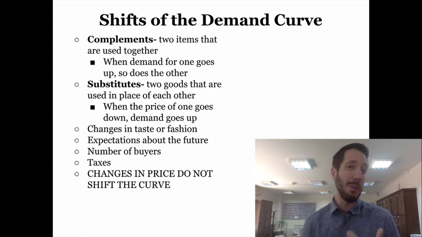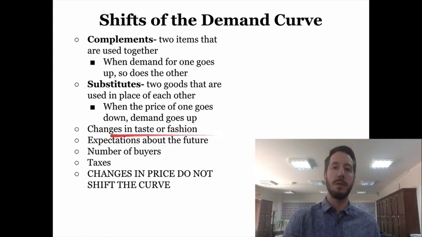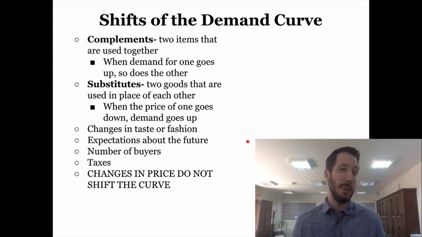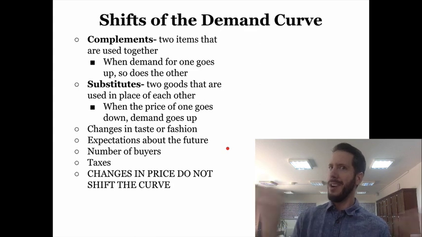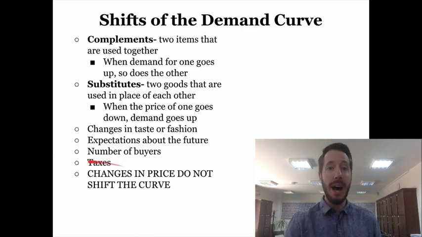There are a couple of other things that will shift demand curves: changes in taste or fashion. I mean, people just change their minds about what they like, or what they think is going to happen in the future. You know, people get into Bitcoin now because it's going to go up. Also the number of buyers, and taxes if the government intervenes.